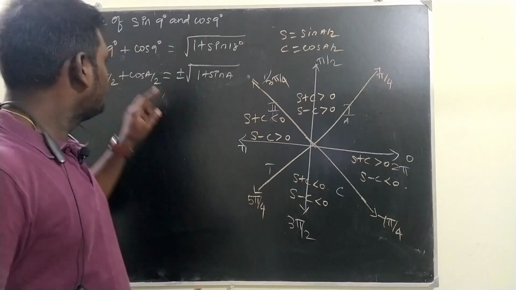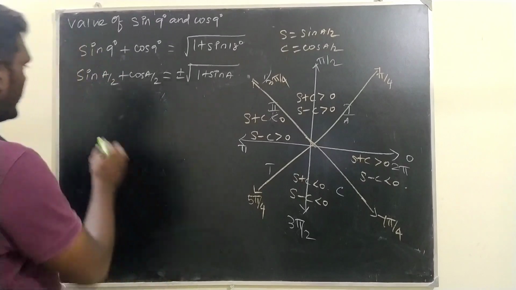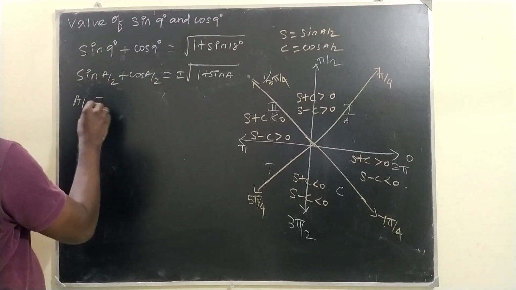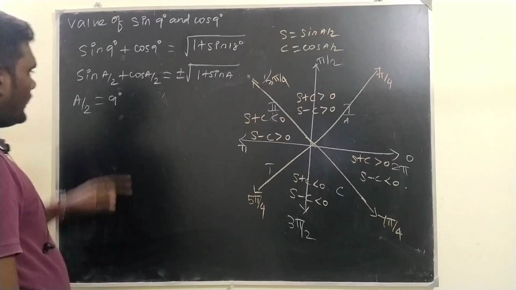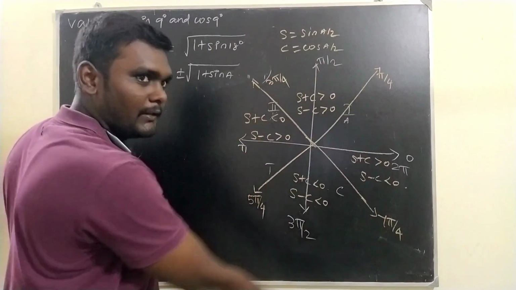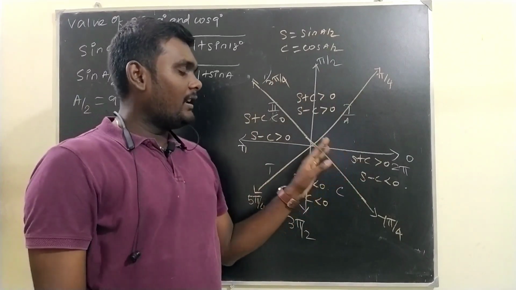Look at the angle. This is A by 2, right? This A by 2 is what? 9 degree. 9 degree means in this diagram, previously we did this, right? In this diagram, 9 degree lies in which part?